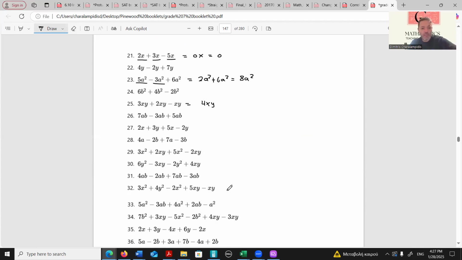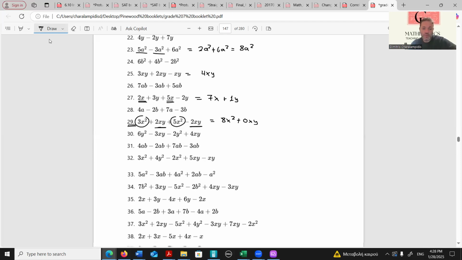27, 2x plus 5x, this is the same as 7x. 3y minus 2y, this is the same as 1y. 29, 3x squared plus 5x squared, it should be 8x squared. And then 2xy minus 2xy plus 0xy.